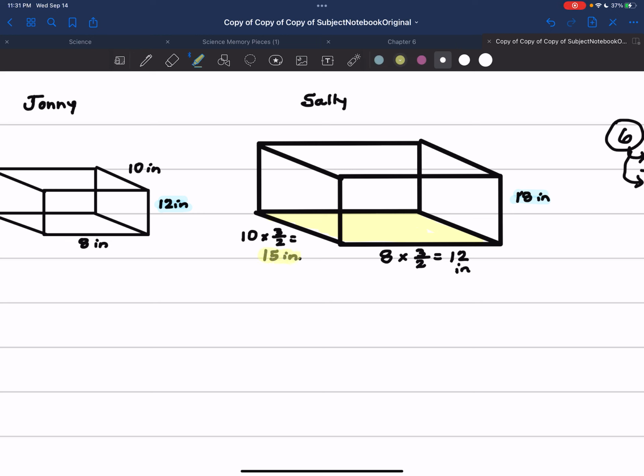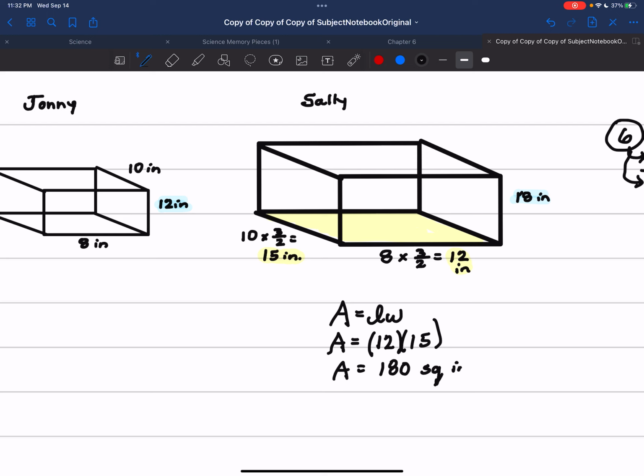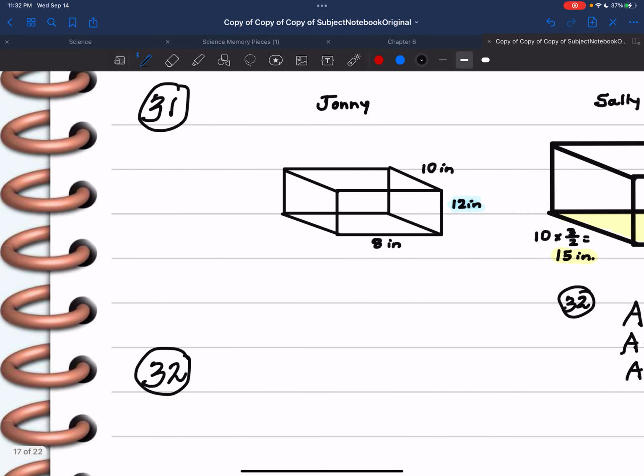And then using those two things, I can find the area of that rectangle. Area is length times width. So area is 12 times 15. So the area of Sally's base is 180 square inches. And that is number 32 is D. And I'll bring the number over here too. Number 32 is D, as in dog.